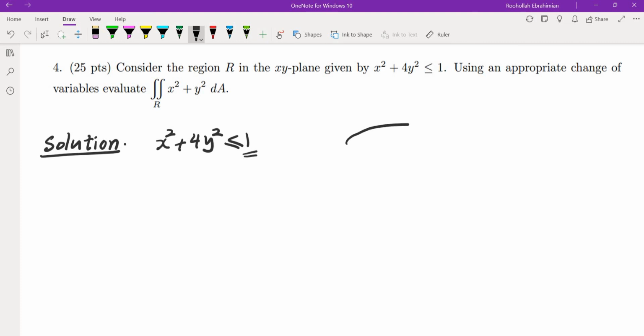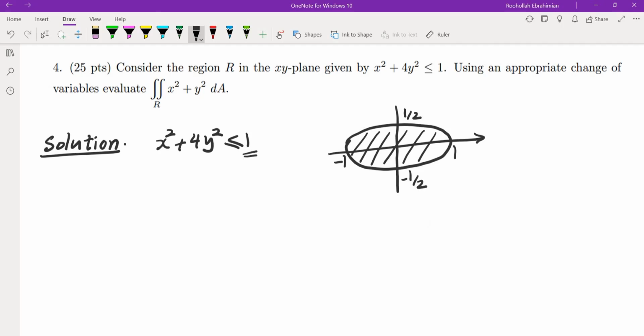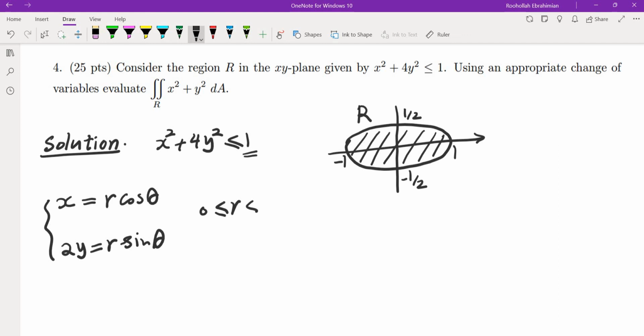If you draw this region, it is the inside of an ellipse. The intercepts are 1 and -1 on the x-axis and 1/2 and -1/2 on the y-axis. So it's this region. This is the region R. What we need to do is write down x as r cosine of theta and 2y as r sine of theta. r goes from 0 to 1 and theta goes from 0 to 2 pi.